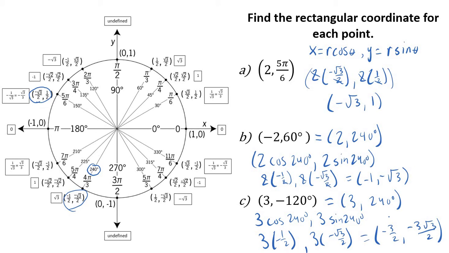Okay, so that pretty much covers all the different scenarios they could throw at us there. Let's go try a couple.